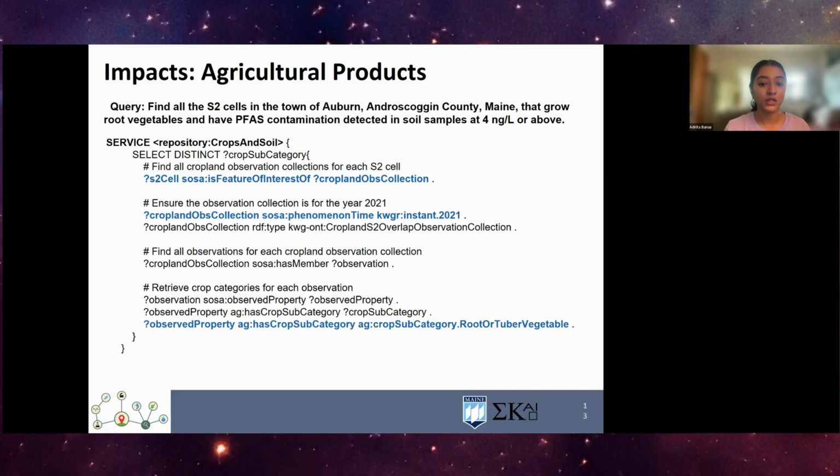And then for the observation in that year, you can find what crop categories are grown near that area. Here we have defined it to root or tuber vegetable. You can change the subcategory to leafy vegetable or grain or anything that you want. You can also specify a particular crop type as well. You can specify all this information to find the desired outputs. And in the next slide, I'll show the results of this query.